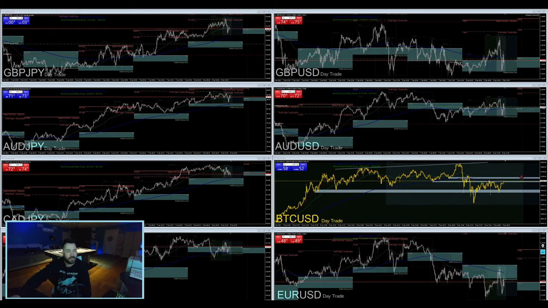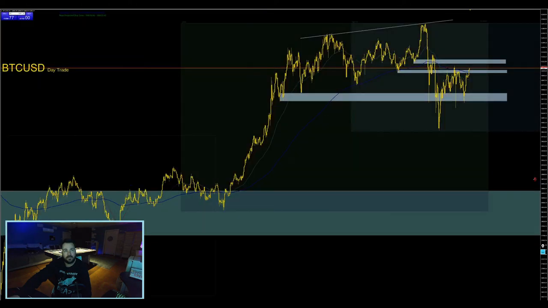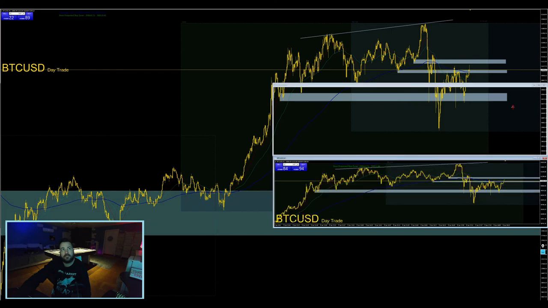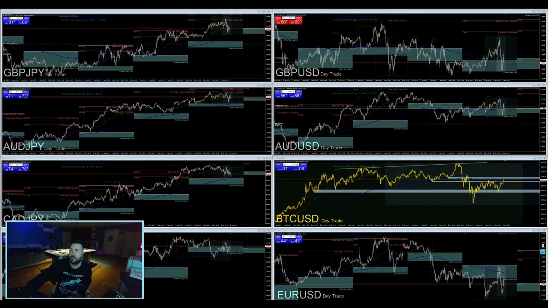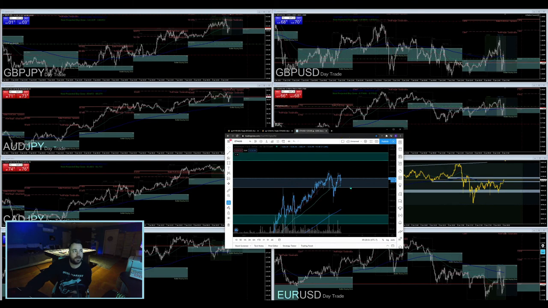Taking a look here, it's 9:28. Here we go, coming up to the next level. All right, let's look at Ethereum's battle here.